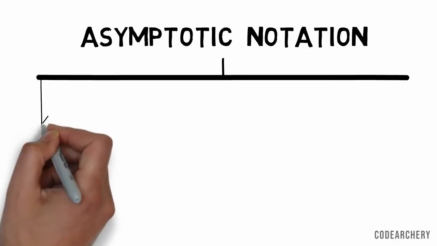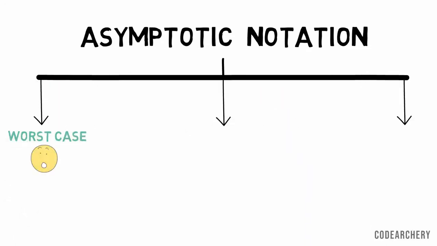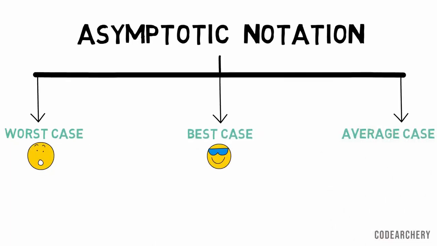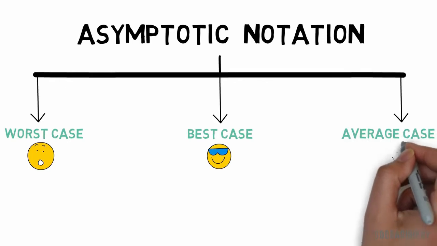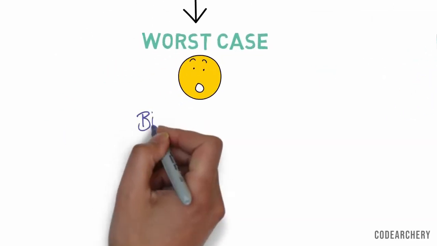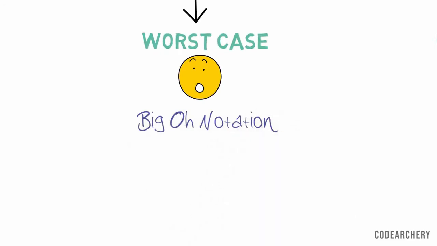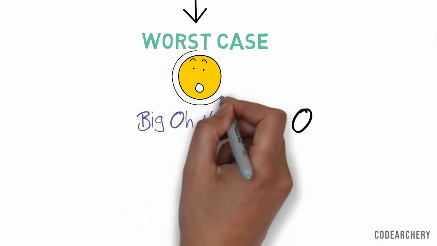So there are three cases for every algorithm. First is the worst case, second one is the best case, and the last one is the average case. So we have three different notations for these cases, which you can remember by an emoji. Let's start with the worst case. We represent worst case by big O notation, and the symbol is big O, just like the emoji's face.